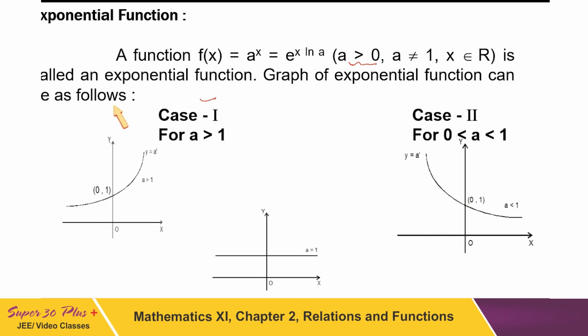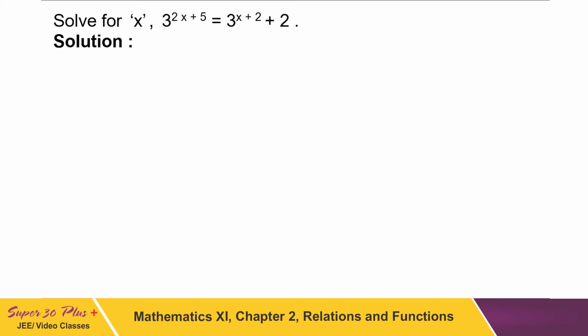First, if a is greater than 1, the graph is like this. If a lies between 0 and 1, the graph is like this. And if a equals 1, then it is not an exponential function, but you can say it is a constant function, and the graph is represented here. The exponential function has the definition that a is not equal to 1, keep in mind. Now students, on the basis of the properties of the exponential function, we are going to solve this easy equation.